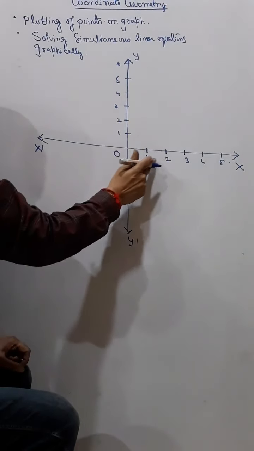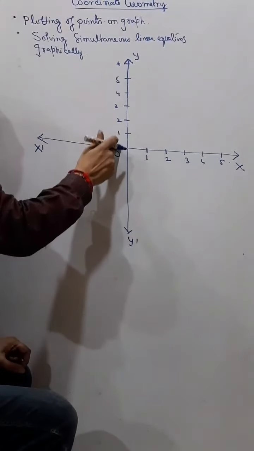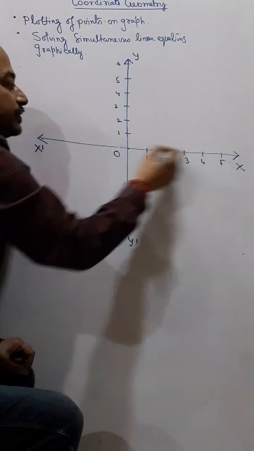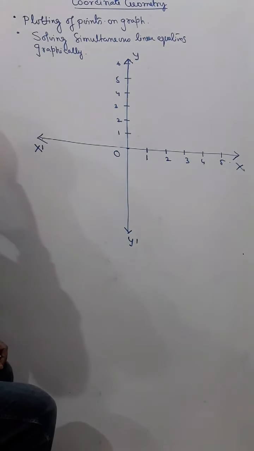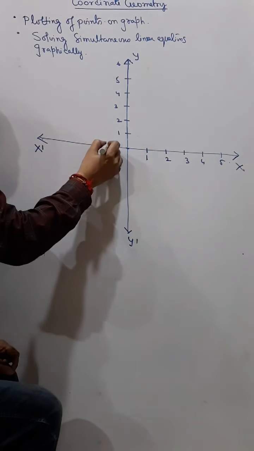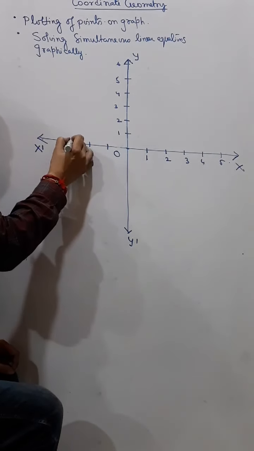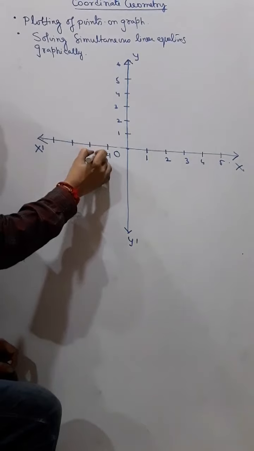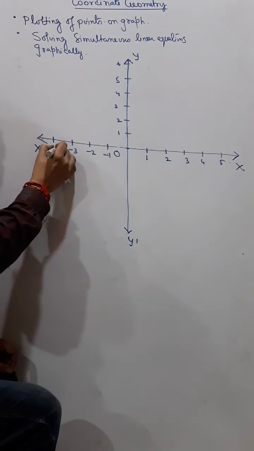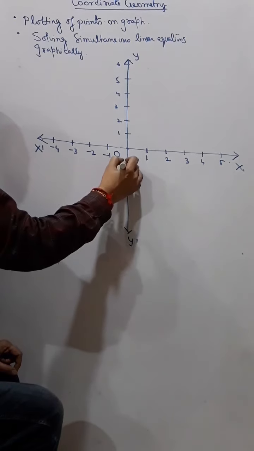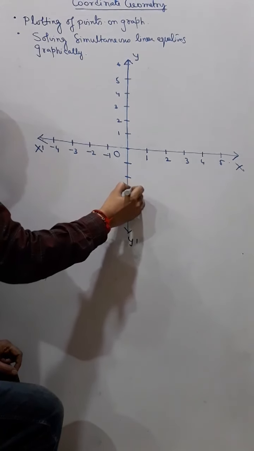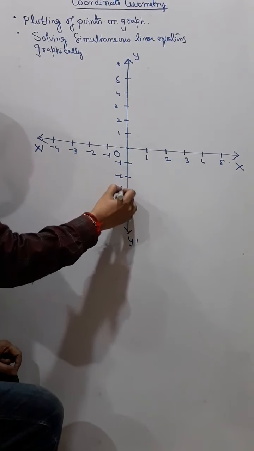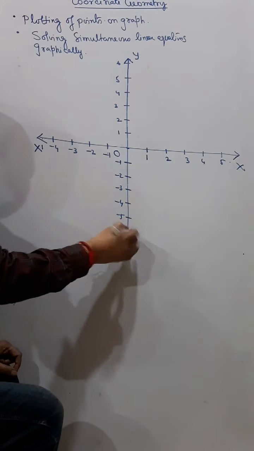And in this part, this is also positive value and this is also positive value. Okay, just like number line you have seen. In a number line, from here you go positive and from here you go negative, so like that. Now from here, this is 1, this is 2, this is 3, this is 4, and so on. So this is -1, this is -2, this is -3, and this is -4. Here also you have -1, -2, -3, -4, -5, and so on.